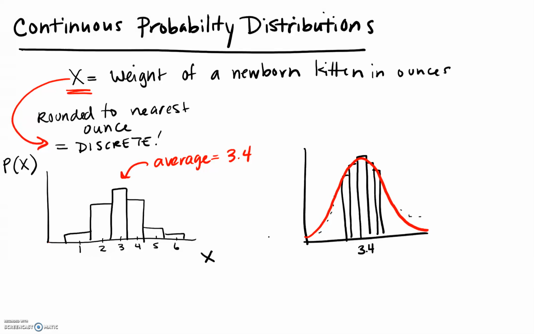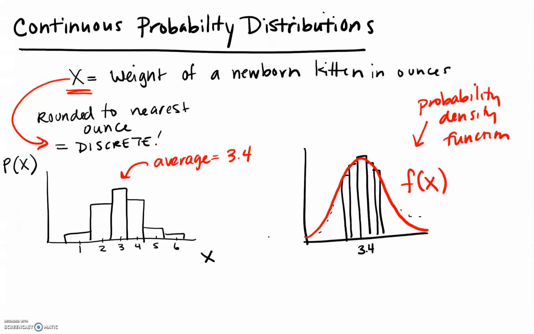Instead of being able to look at each particular outcome, we actually use a curve to model this. And we call this curve our probability density function. This is our probability density function. And this curve allows us to look at this and get particular probabilities out.